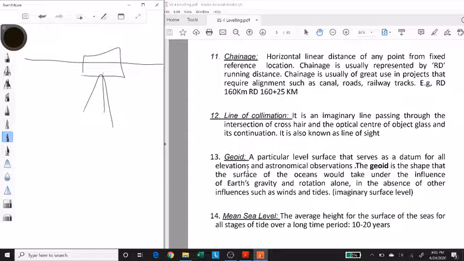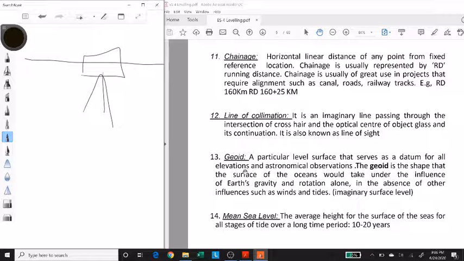Then the next definition is geoid. So geoid is basically a reference datum. So geoid is the shape of the surface of the oceans under the influence of Earth's gravity and rotation alone, in the absence of other influences such as winds and tides. So we discussed a lot about datum. Datum is basically a reference point, right?